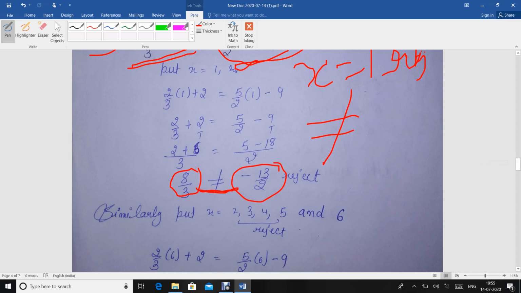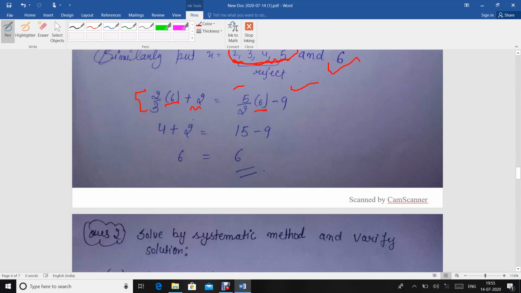Similarly, you try for the values 2, 3, 4, 5, and after putting these values, you will not get the left hand side and right hand side equal, so all these values will be rejected. Now let us try for the value 6. See, 2 upon 3 multiplied by 6 plus 2, and on the right hand side 5 upon 2x minus 9. Put 6 at the place of x, means 5 upon 2 multiplied by x minus 9. After solving that, you will get the left hand side equal to the right hand side.